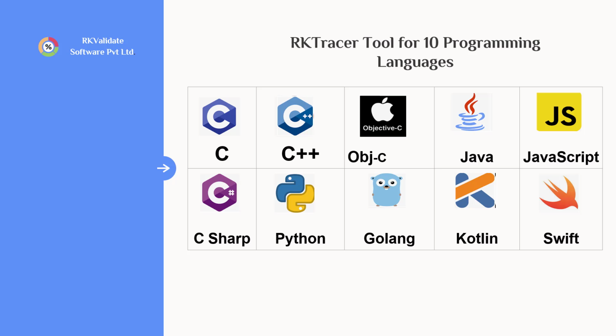ArchiTracer is a code coverage tool for 10 programming languages. It supports all build environments and can generate code coverage when we do unit testing or manual testing of an application in the emulator or on the target board, with or without unit test cases.